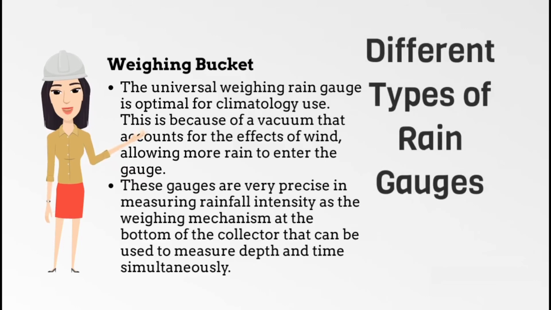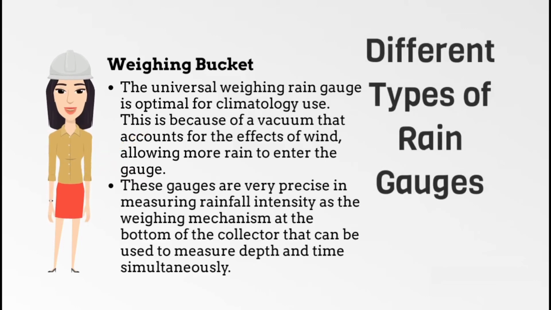Weighing bucket. The universal weighing rain gauge is optimal for climatology use. This is because of a vacuum that accounts for the effects of the wind, allowing more rain to enter the gauge. These gauges are very precise in measuring rainfall intensity as the weighing mechanism at the bottom of the collector can be used to measure the depth and time simultaneously. Recording is carried out much in the same way as the older versions of the tipping bucket gauges.